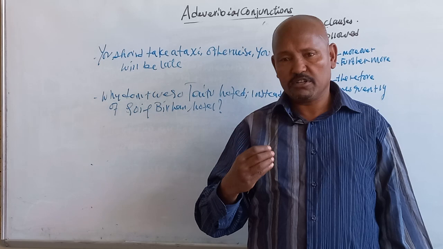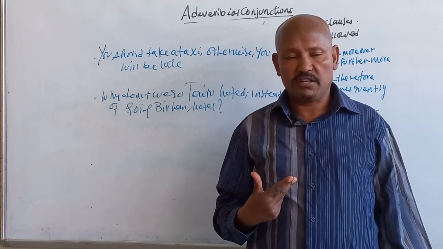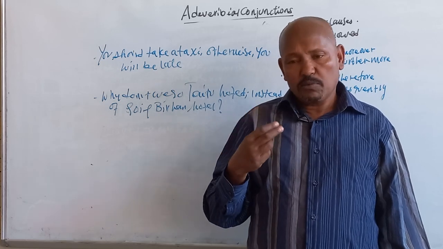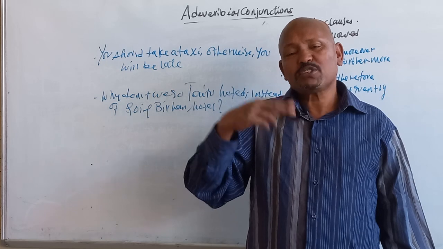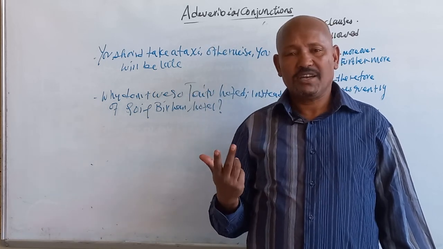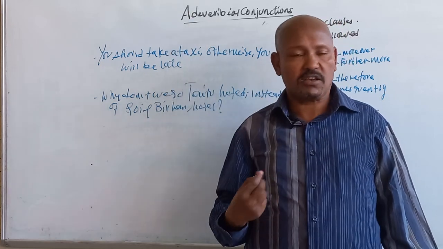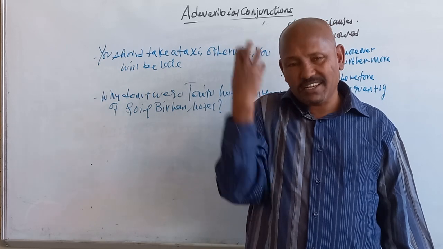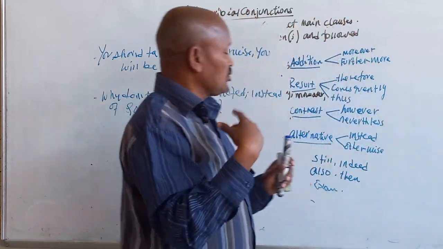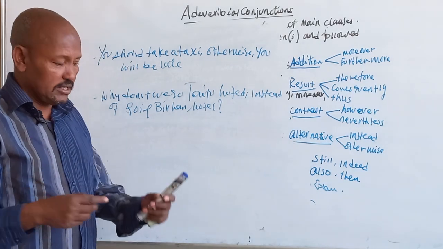We should drink coffee instead of drinking tea. Instead of drinking tea is the alternative: drinking tea and drinking coffee. So let's see, an adverbial conjunction that shows alternatives. Otherwise, yeah.